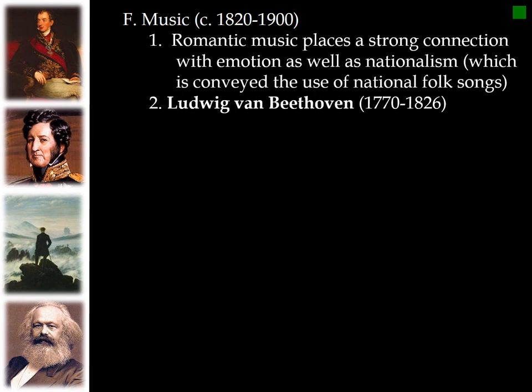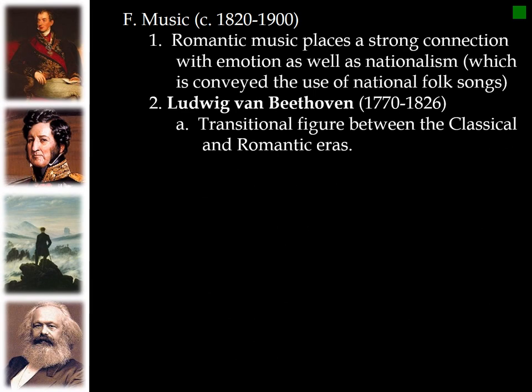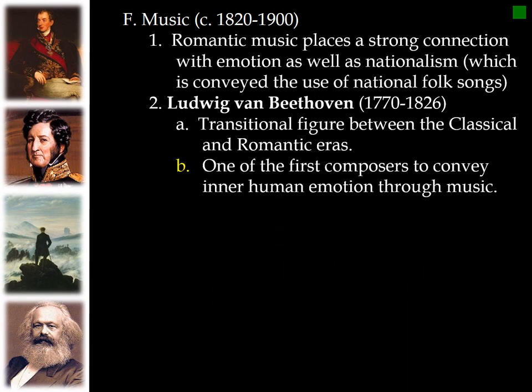Ludwig van Beethoven, 1770 to 1826, is seen as a transitional figure between the classical and romantic eras. He starts in the classical period, but by the end of his life, he's entered into the romantic era, and his works at the end of his life show this. One of the first composers to convey inner human emotion through music.